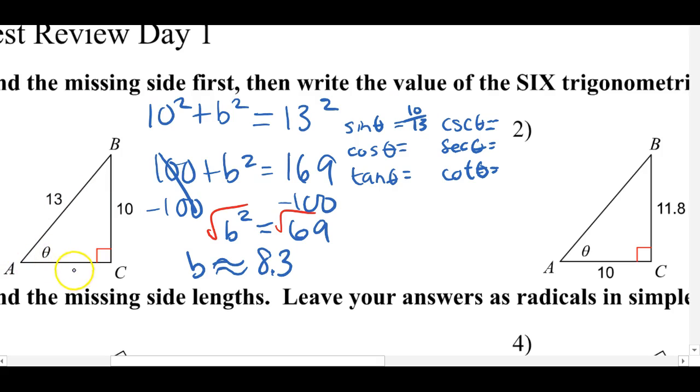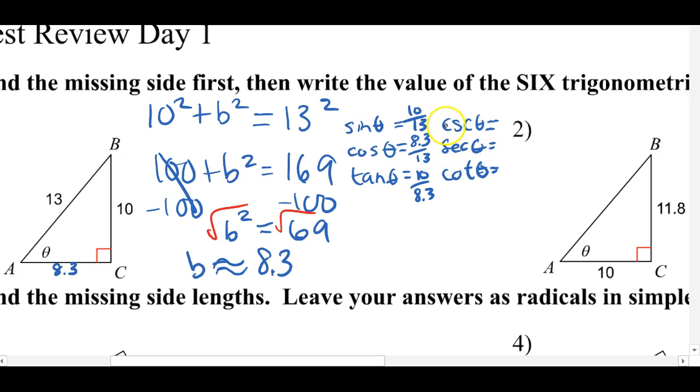Cosine is the adjacent over the hypotenuse. And remember, the adjacent is that number we just found, 8.3. So then 8.3 over 13. And then for tangent, it's going to be opposite over adjacent. So 10 over 8.3. Some of you guys are saying, oh my gosh, this was so much easier than I thought it was. Now for cosecant, secant, and cotangent.